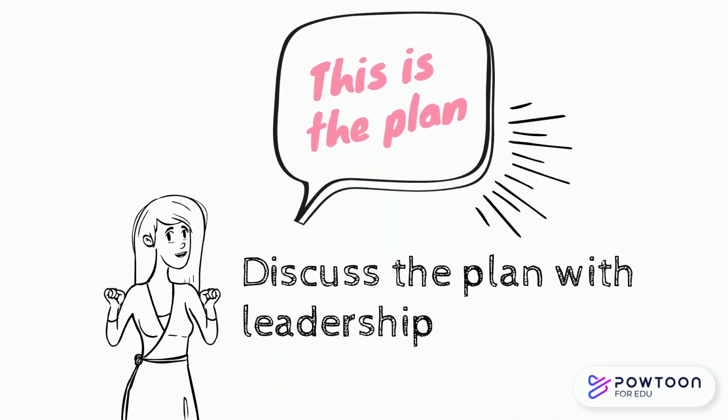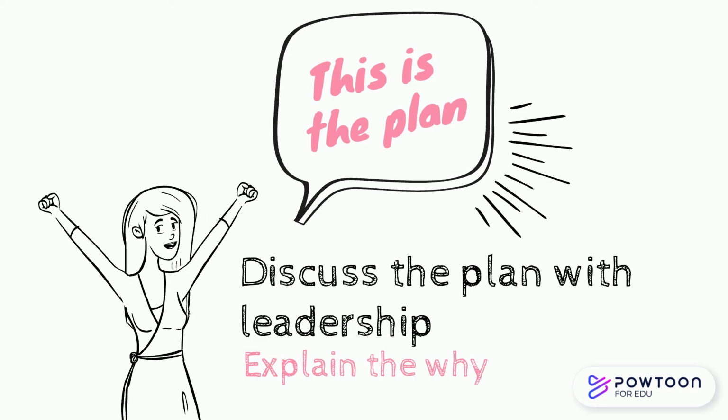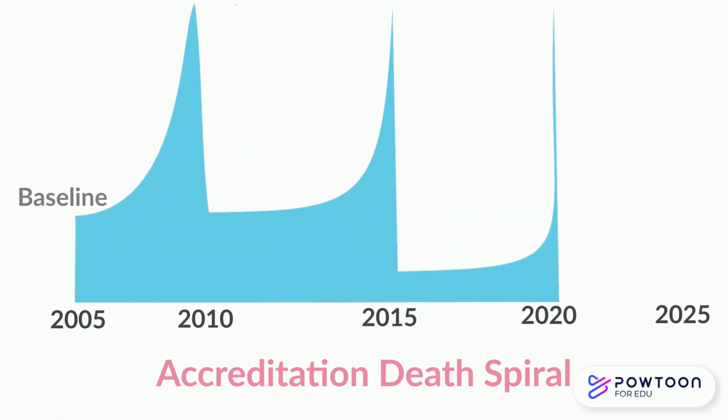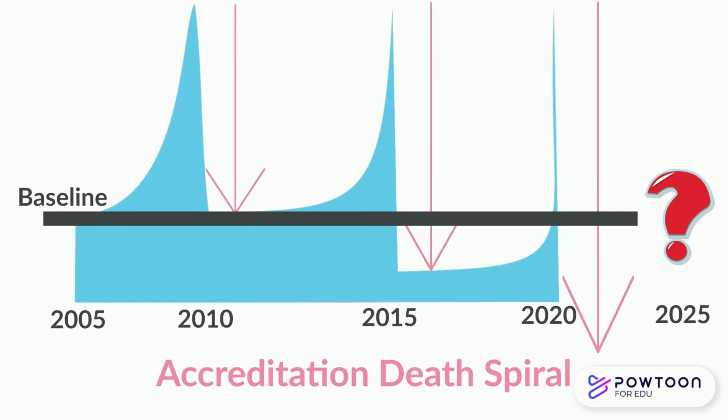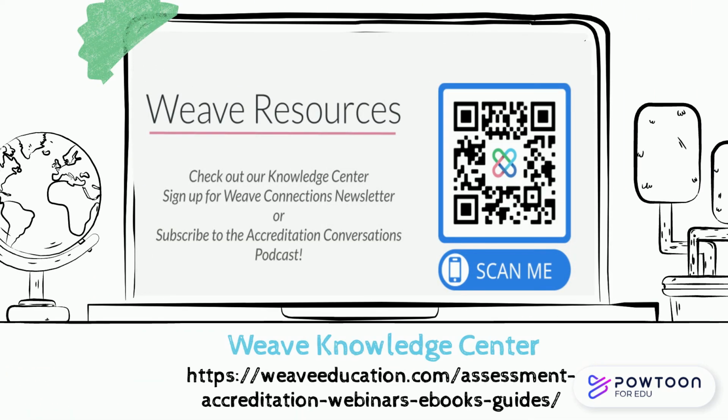Then you want to discuss your plan with leadership and explain why investing in IE efforts and building a sustainable IE infrastructure is good for the institution. Hopefully now you have some tips and tricks on how to manage the accreditation death spiral at your institution.